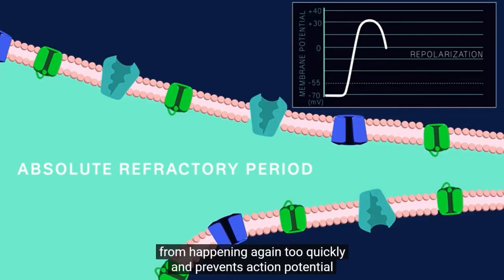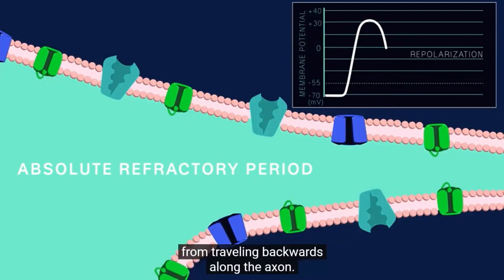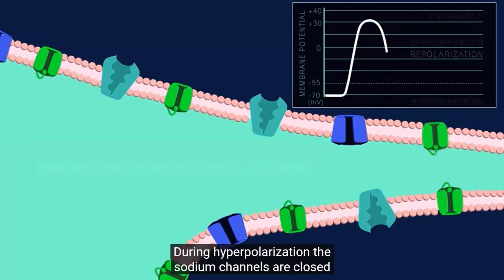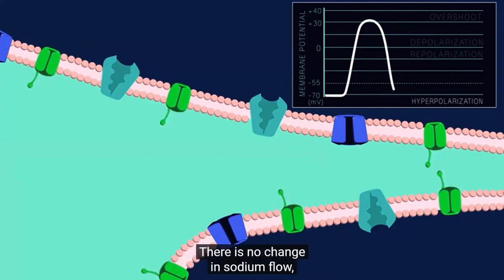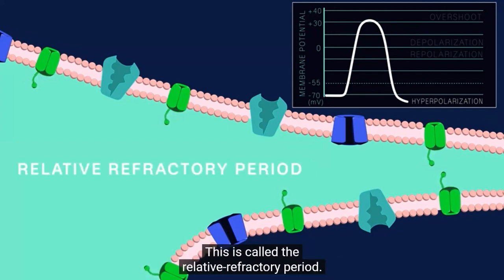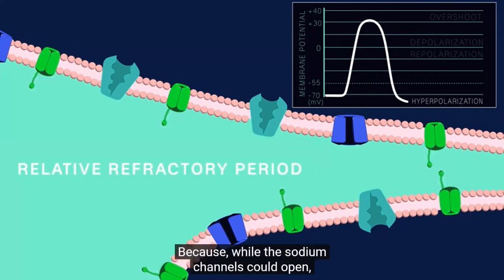along the axon. During hyperpolarization, the sodium channels are closed and the inactivation gate opens. There is no change in sodium flow, but now they could be opened again. This is called the relative refractory period, because while the sodium channels could open, it would take a larger than usual stimulus to reach threshold, because the cell is hyperpolarized due to the potassium still leaving the cell.